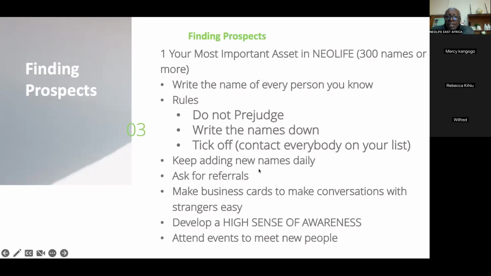And then keep adding new names to the list daily. I am sure that today you met somebody you didn't know yesterday. So add new names to your list. You can meet them when you're in the bus, in the taxi or matatu. You can meet them at the bank, at the doctor's place. You can meet them on social media, Facebook, whatever social media or place that you meet new people. Add their names to the list.